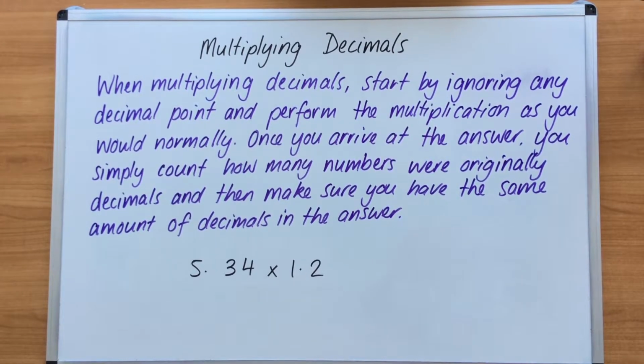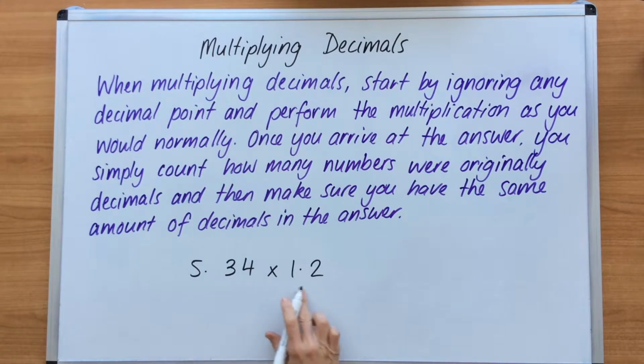This video focuses on multiplying decimals. When multiplying decimals, start by ignoring any decimal point and perform the multiplication as you would normally. Once you arrive at the answer, you simply count how many numbers were originally decimals and then make sure you have the same amount of decimals in the answer.